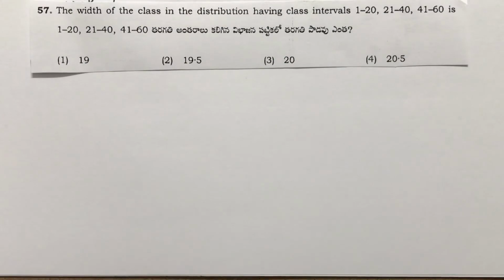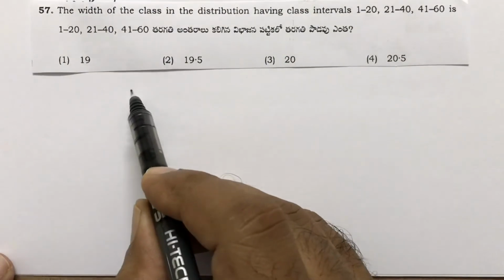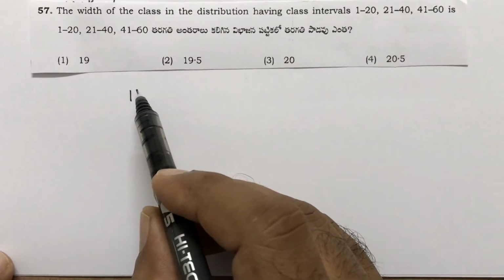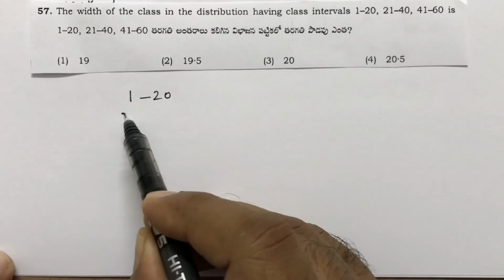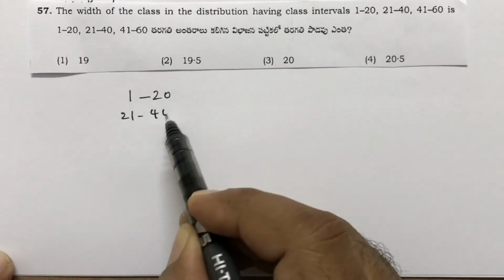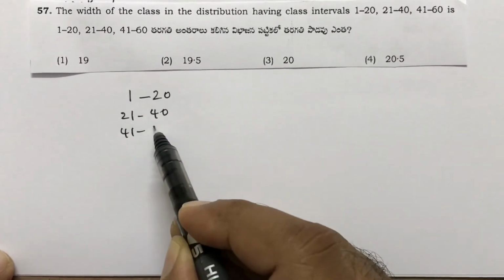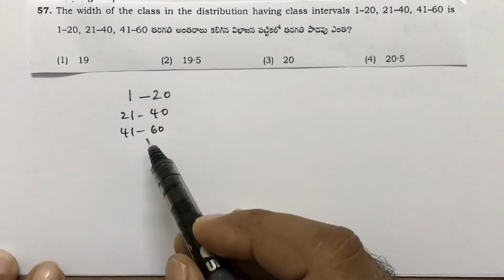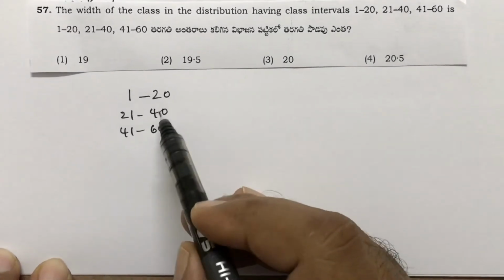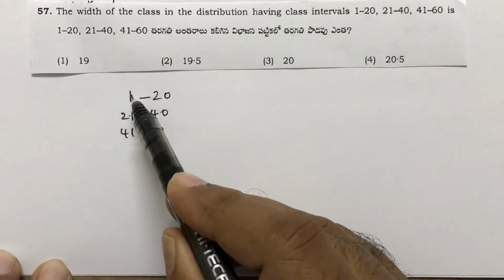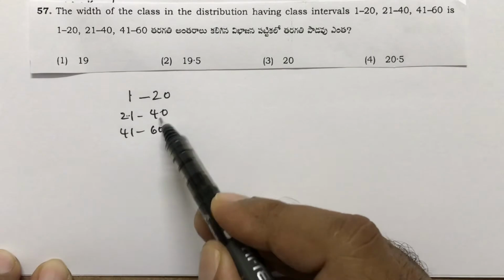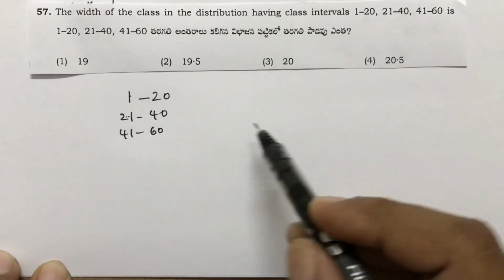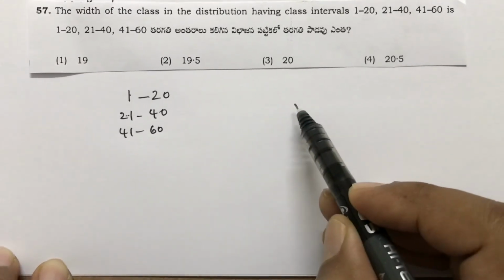The width of the class in the distribution having class intervals. So they are asking here about the class interval, for example 1 to 20, 21 to 40, 41 to 60. For the width, always subtract from down to up, 2 consecutive lower limits or 2 consecutive upper limits. So the width is the height of the class.